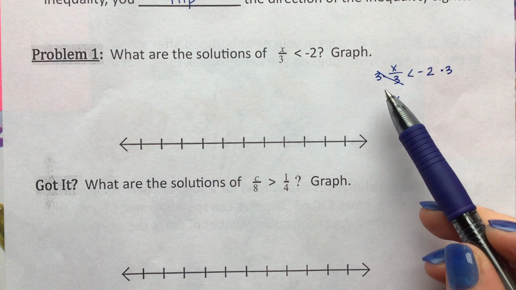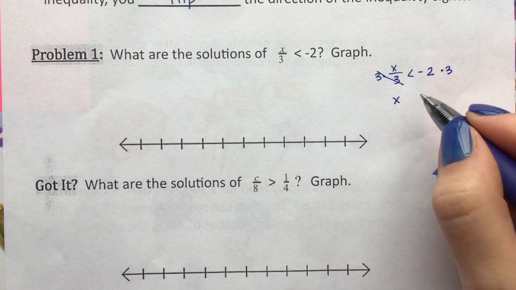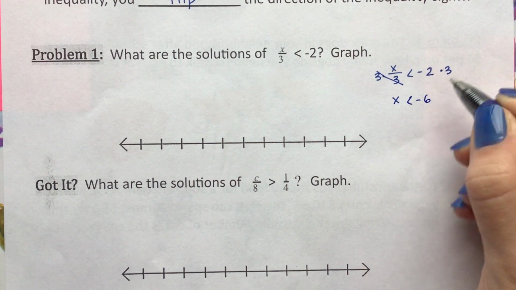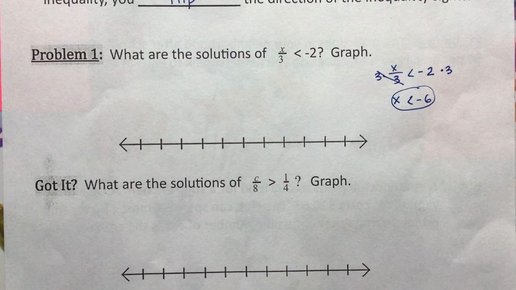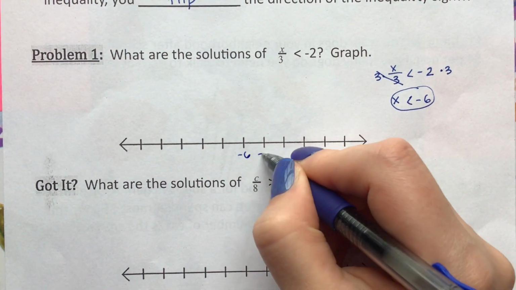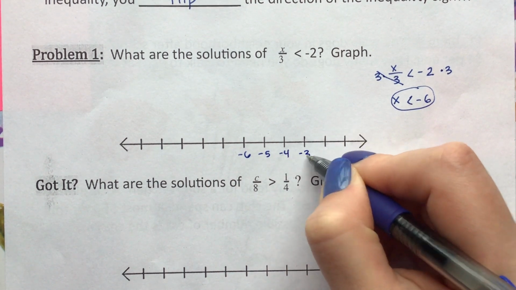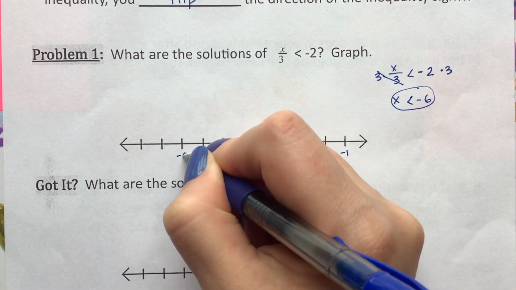Because I multiplied by a positive number, I'm going to leave the direction of the inequality. So it's going to be x is less than negative 6. And I'm done with that. Now I need to graph it. So we're just going to fill in our number line with the appropriate numbers.